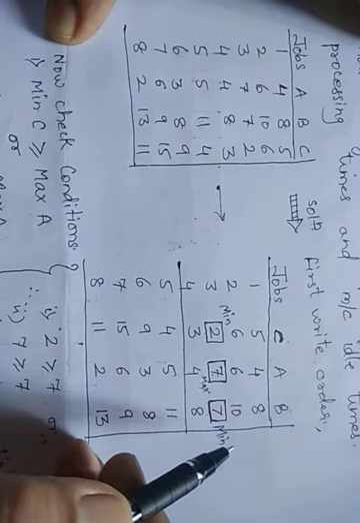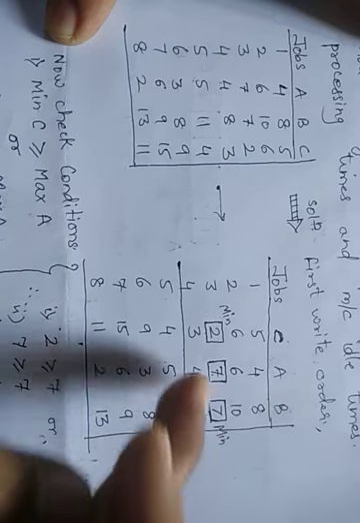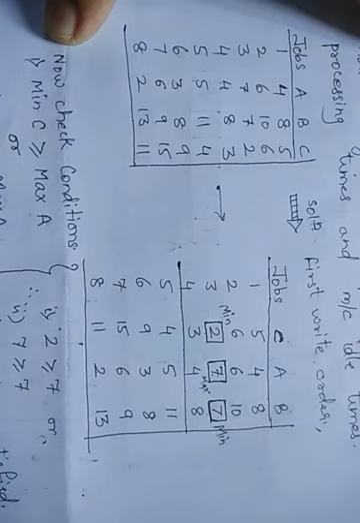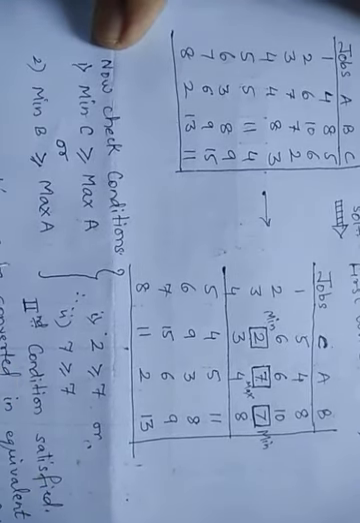Out of these 2 conditions, if one is satisfied, then we convert 3 machines into 2 machines and then apply Johnson's algorithm. If both conditions are not satisfied, then you should clearly write: this problem cannot be solved by Johnson's algorithm. You have to stop the problem. So the 2 conditions I have written here.